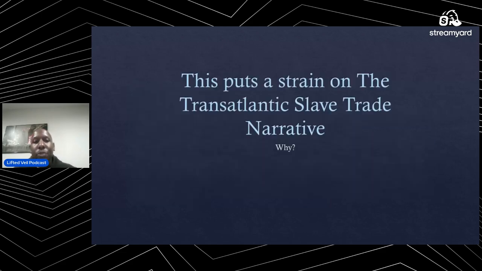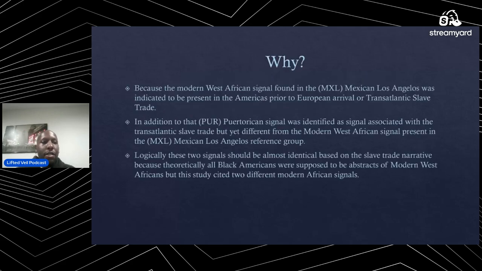This puts a strain on the transatlantic slave trade narrative. Why? Because the modern West African signal found in the Mexican Los Angeles population was indicated to be present in the Americas prior to European arrival or the transatlantic slave trade. And again, if you remember, they're calling that signal West African-like.